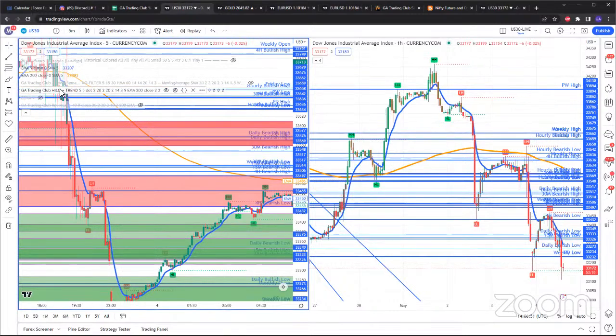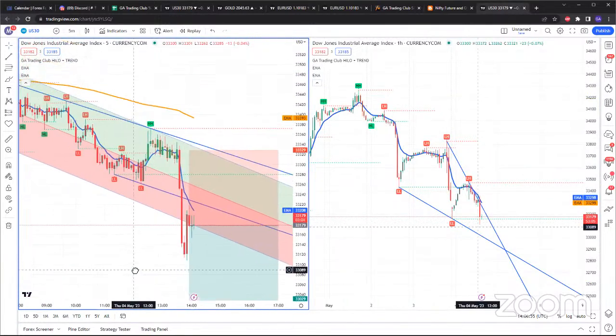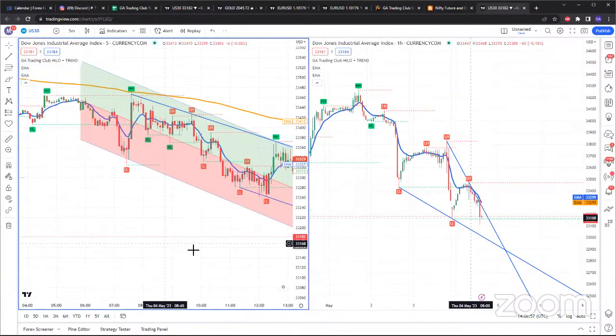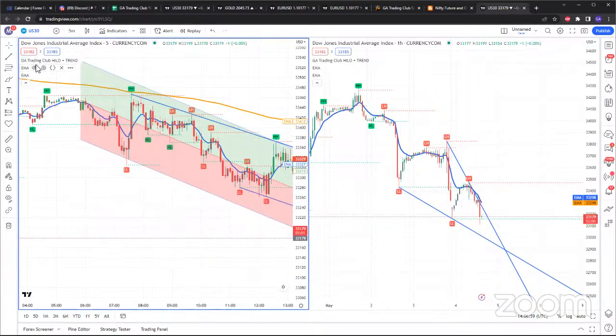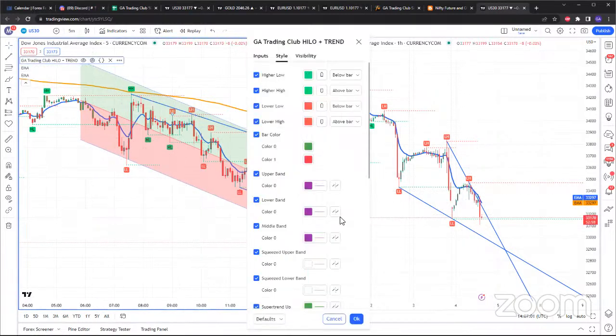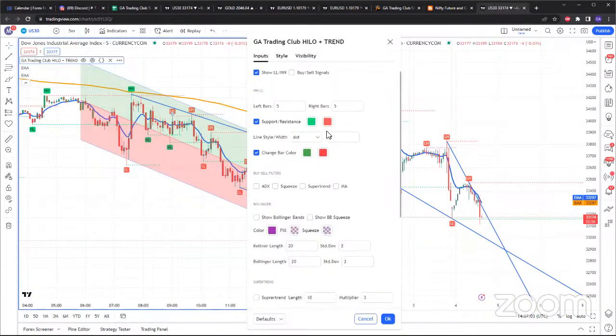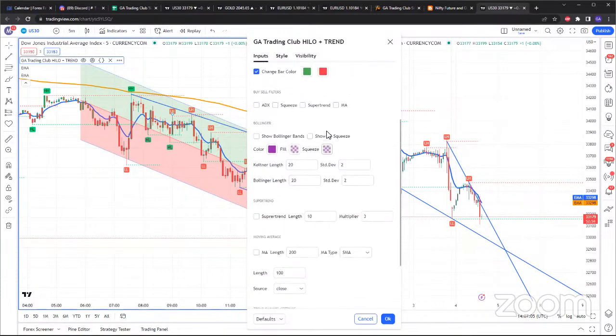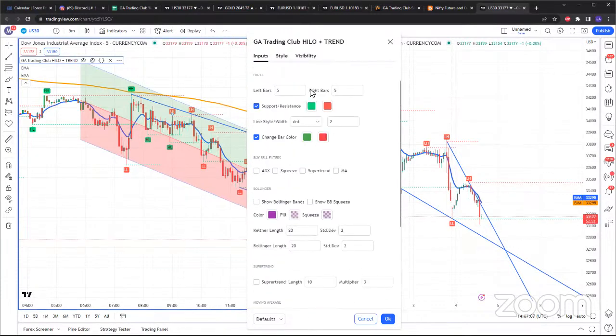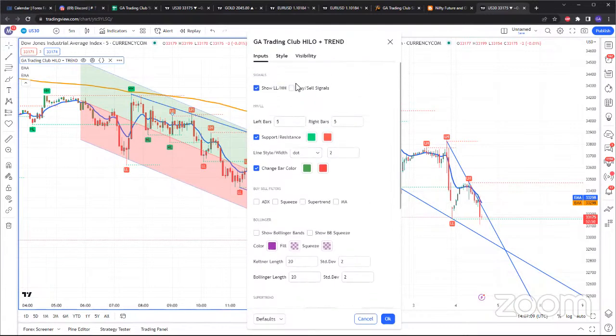So the club indicators, we have the GA Trading Club high-low plus trend indicator, which is actually what we are using right now. It shows you the trend, also shows you the highs and lows. And inside the indicator, you have a bunch of confluences you can turn on. So it does also come with buy and sell signals, but I don't trade using signals.